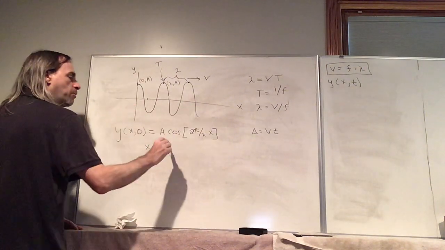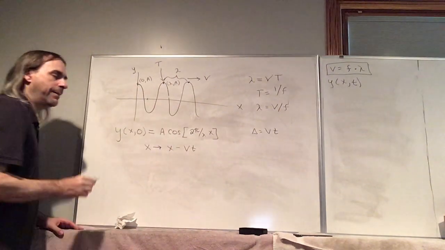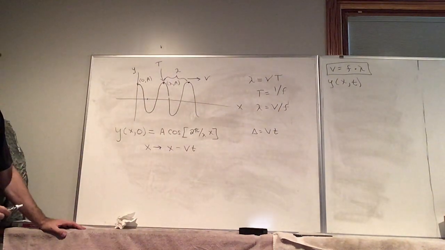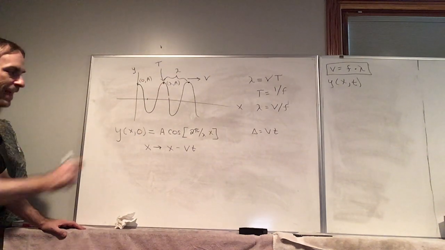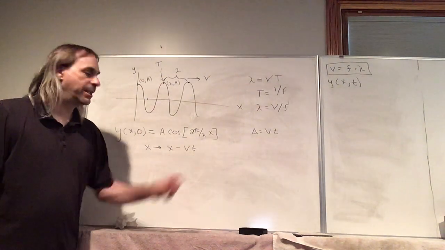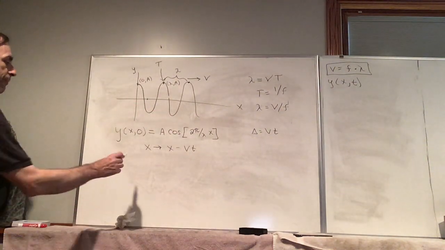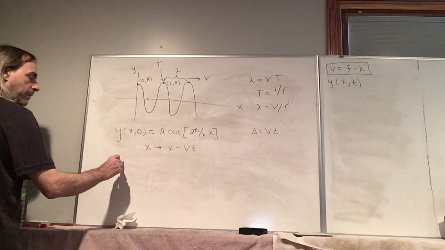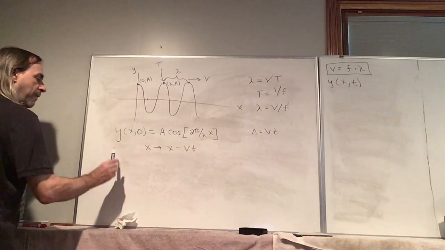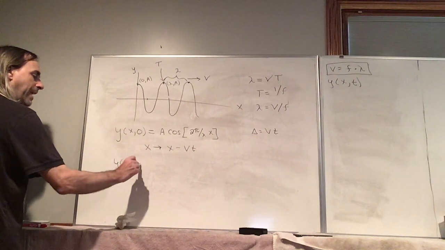This whole pattern is moving to the right, and the distance it moves is v times t. So to shift it that far to the right, we're going to replace x with x minus vt. So that'll shift the whole pattern to the right. So let's do that. So now we have y as a function of position and time.